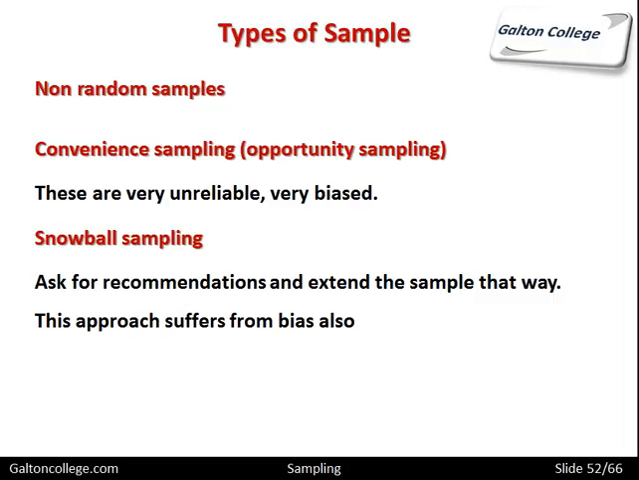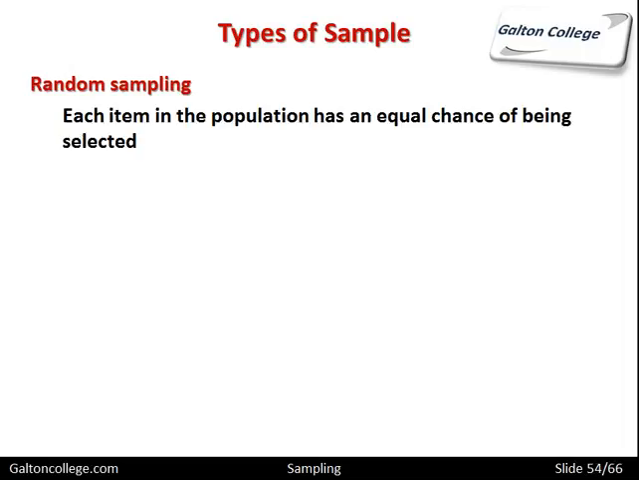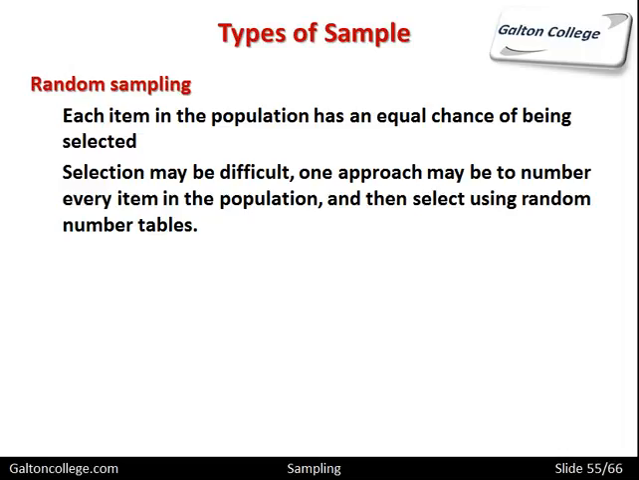So I've moved away from my initial friend to his or her friends, and then on to their friends, and on to their friends again. But it's still biased. It is still not very scientific. Random sampling is about the only way to do this, but it's expensive and it's difficult to do. Each item in the population for random sampling has an equal chance of being selected. But the selection may be difficult.